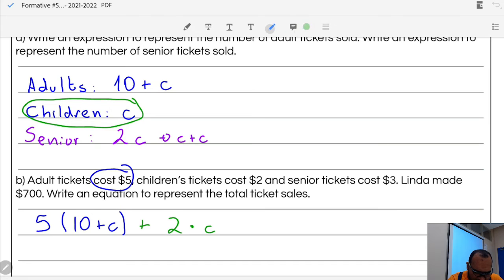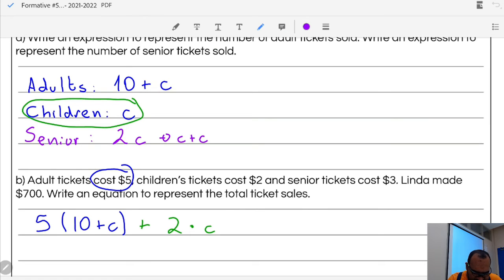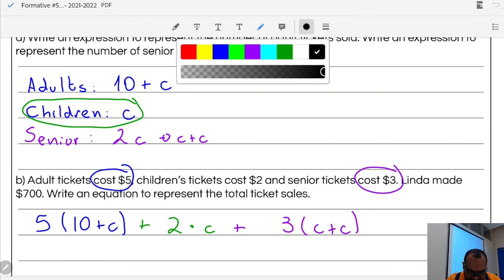And the last one, oh, now it's easy. I got the idea. It is plus seniors, which cost 3. The number of seniors is C plus C, it is 3 times (C plus C), or 2 C's, doesn't matter. Equals what? Equals 700, my profit.